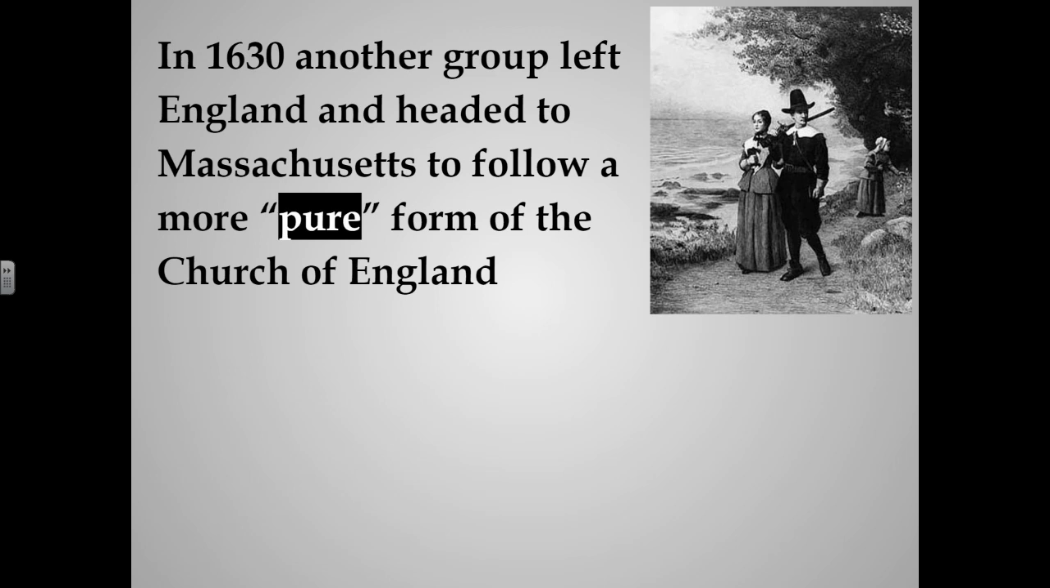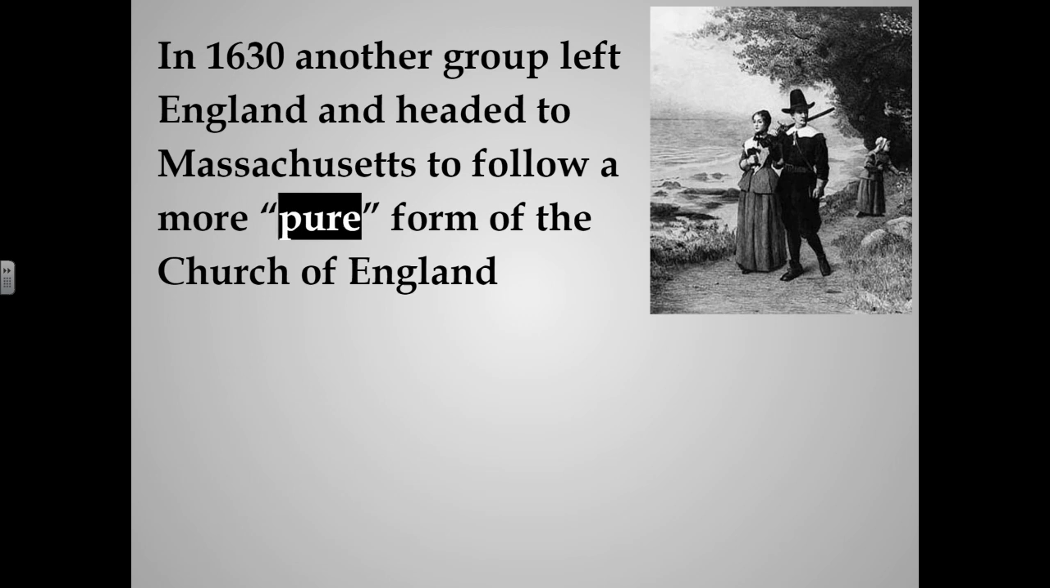Massachusetts. And so in 1630, another group of people left England and headed to Massachusetts. Now, they did not want to separate from the Church of England. They still wanted to belong to the Church of England, but they wanted a more pure form of this church. They felt like the King of England was using the church to benefit himself, that he was using the church to get rich and follow his own agenda.